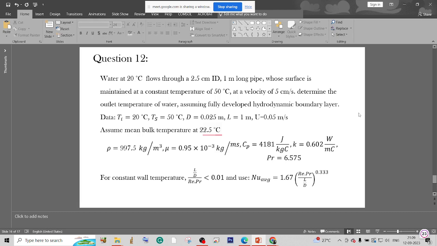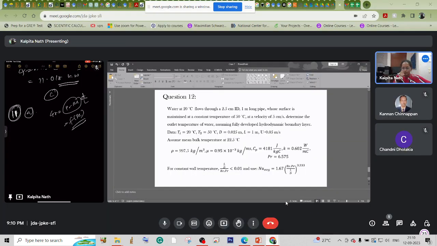The initial temperature is given, the surface temperature is given, the diameter and length of the pipe are given, and the velocity is also given. The mean bulk temperature is also given as 22.5 degrees Celsius. Density, viscosity, Cp, that is the heat capacity, thermal conductivity and Prandtl number are also given. For constant wall temperature, the condition is that (L by D) upon (Reynolds number into Prandtl number) should be less than 1. If it comes out less than 1, then obviously it will be constant wall temperature, and we can use this equation: average Nusselt number is equal to 1.67 times (Reynolds number into Prandtl number upon L by D) to the power 0.333. Understood? So what we need to determine is the outlet temperature of water.